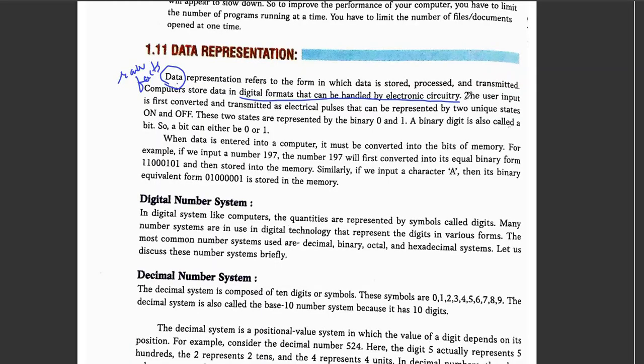Data is stored in digital format that can be handled by electronic circuitry because a computer, as we know, is an electronic device, and it converts everything that we give in the computer into digital signals or bits. The user input is first converted and transmitted as electrical pulses that can be represented by two unique states, on or off, as we discussed earlier.